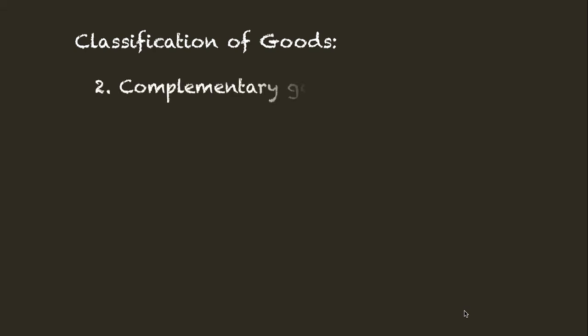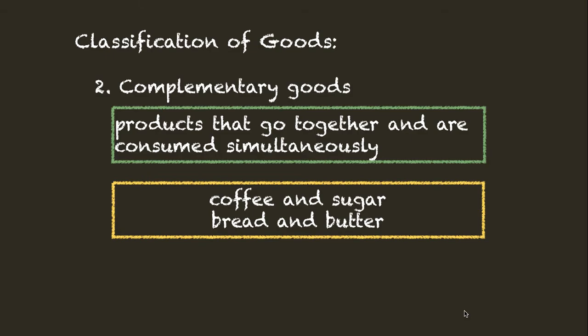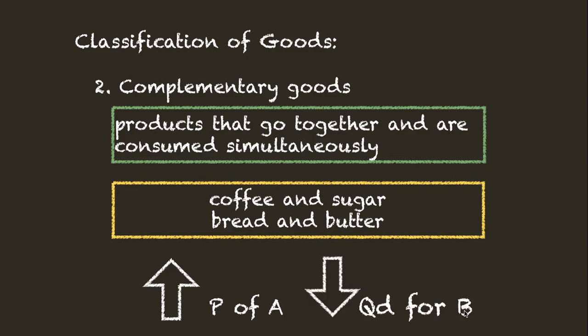Last but definitely not the least is what we call complementary goods. Complementary goods, on the other hand, are goods that normally go together and are normally consumed simultaneously. Examples would be like coffee and sugar, bread and butter, or coffee mates, sort of. So, if the price of one complement good would go up, definitely the quantity demanded of the other good would be affected. So let's say the prices of sugar would shoot up. Definitely people would lessen their coffee intake. Therefore, quantity demanded for coffee would also be affected.